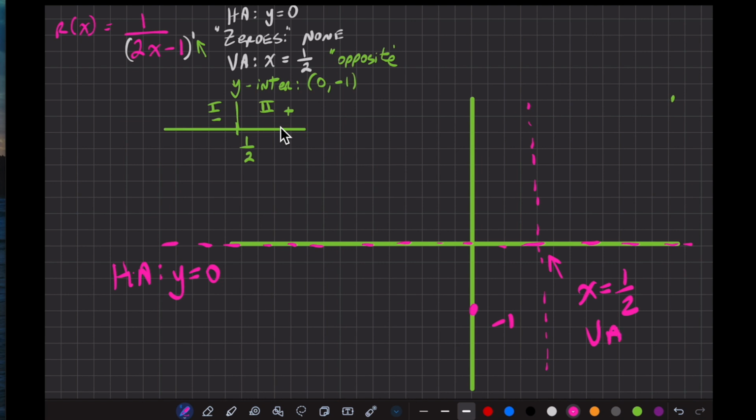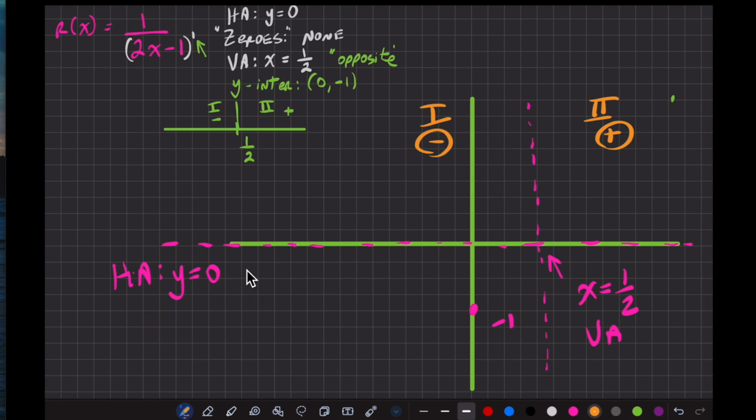Okay. Next, we're going to realize that there are no zeros, so we are not going to be crossing the x-axis, which makes sense because we have the horizontal asymptote here. Now, the next thing we're going to do is remember that our sign analysis says that this zone is going to be negative and this zone is going to be positive. So let's do zone 1 first.